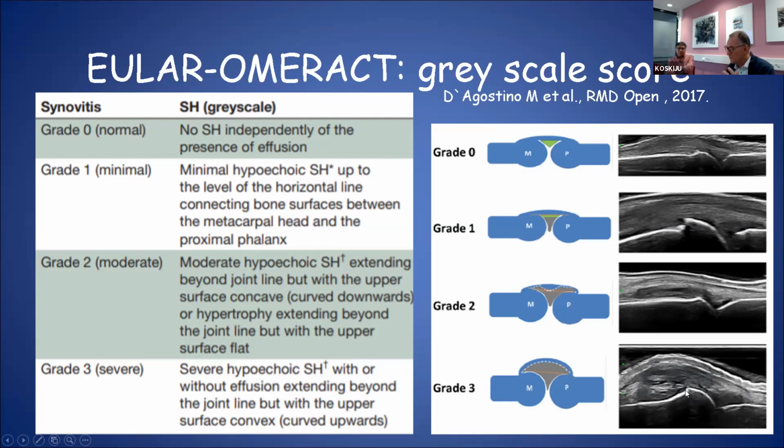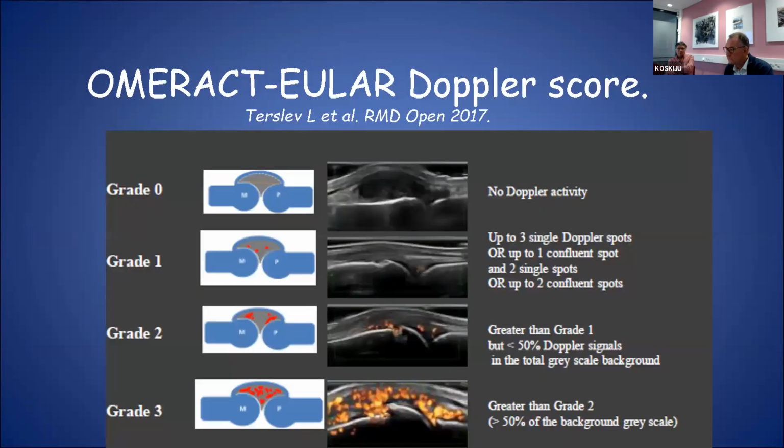So from 0 to 3. And then Doppler score, 0, nothing. Here is synovitis with grayscale, but no Doppler. And here is obviously no grayscale changes, but there is Doppler.